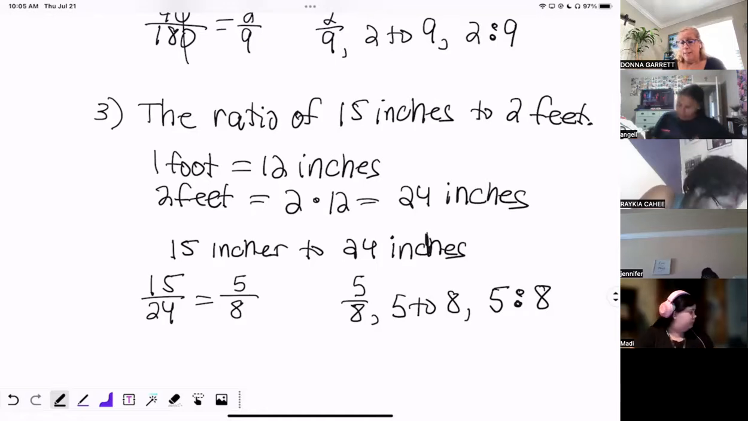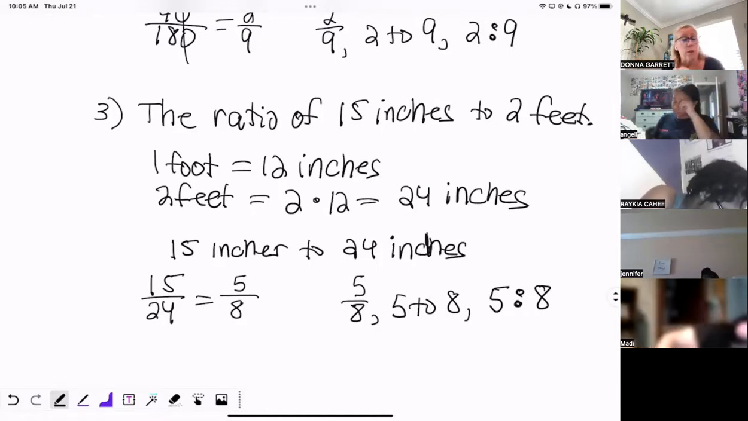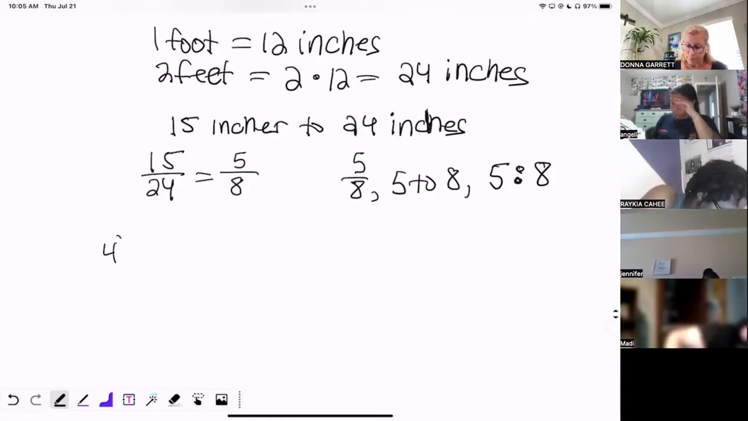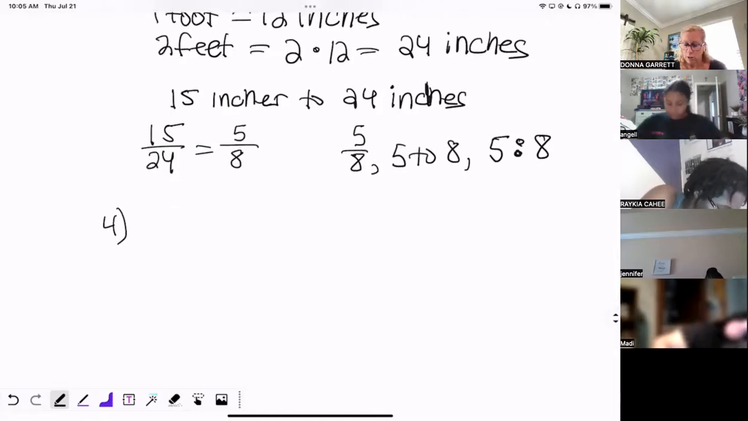Besides comparing things with words, you can also compare things in geometry. You've probably done this way back in high school before. So we're going to look at a triangle. It doesn't have to be a triangle, it could be any geometric figure, but we're going to look at a triangle.